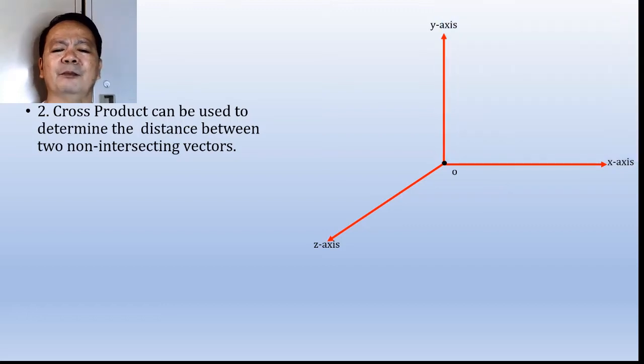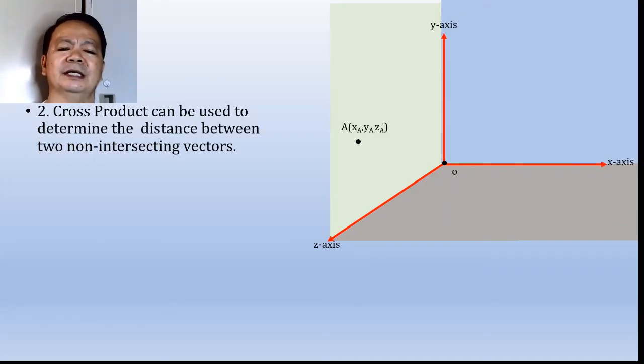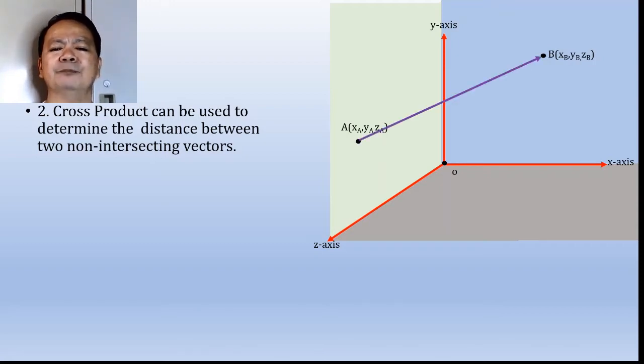This plane represents the xy plane, while this plane represents the xz plane, and this plane represents the yz plane. And let us imagine that on this space, there are points. Namely, we have point A whose coordinate is at x sub A, y sub A, z sub A. Somewhere here, we also have another point B whose coordinate is at x sub B, y sub B, and z sub B. And on these points, there is a vector that is directed from A towards B.